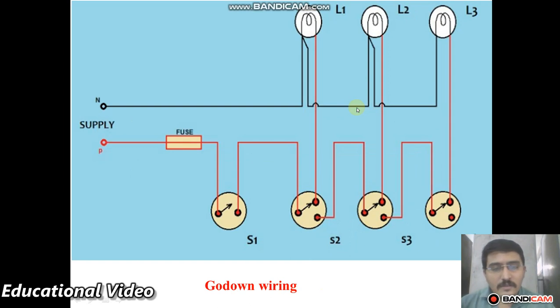Then in this figure we are going to observe the godown wiring diagram. Here again the fuse is connected in the phase. For this godown wiring we are going to use the single pole switch S1 and S2, S3 and S4. These are my three two-way switches. The connections are made as shown in this diagram. Here we are going to observe that we can control the lamps L1, L2 and L3 respectively.